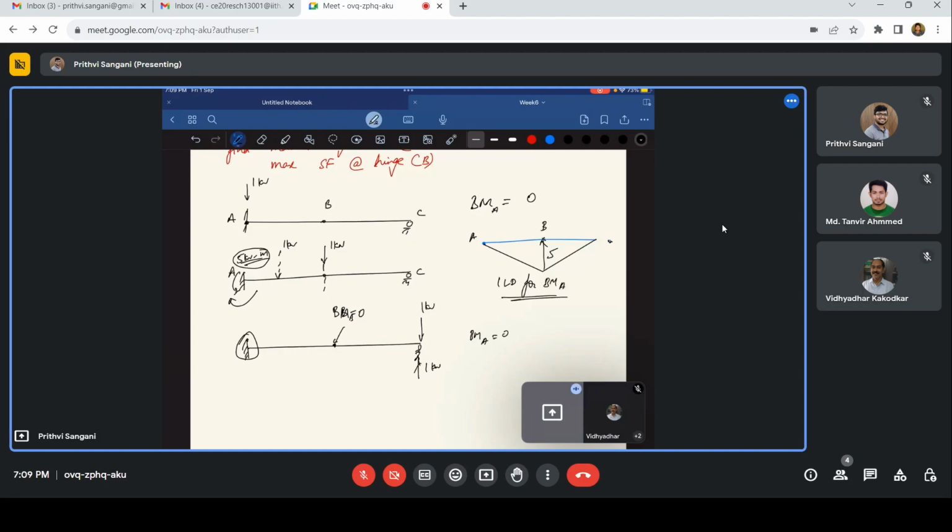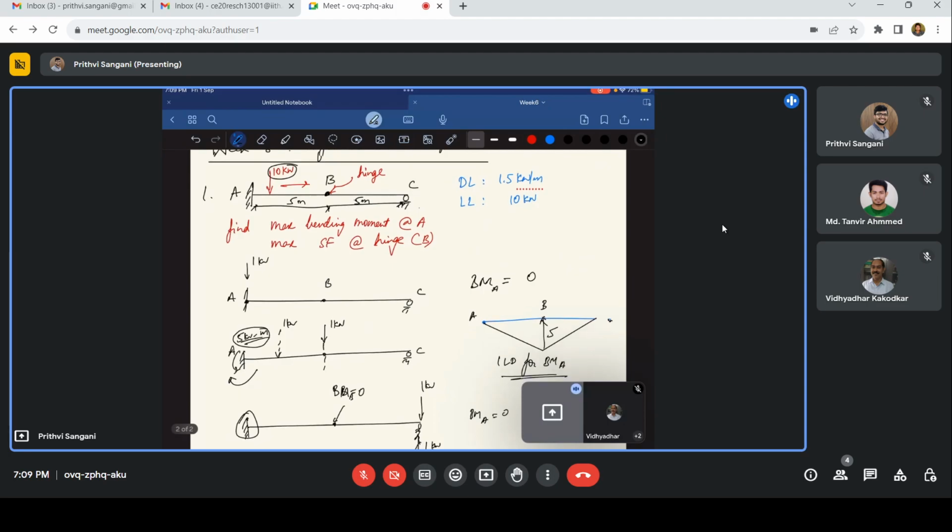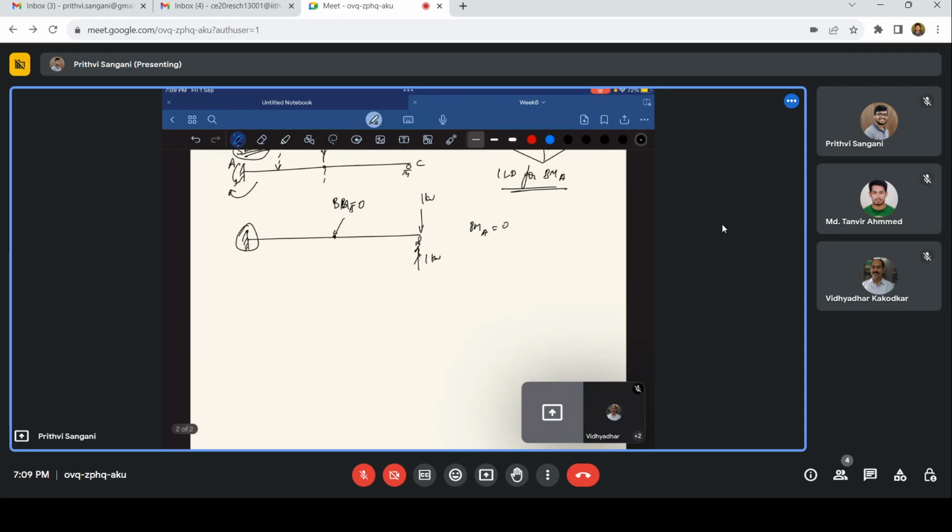at A. Okay. So we have the bending moment at A, that is the influence line diagram. So influence line diagrams are the bending moment diagrams at the point of interest for a unit load which is traveling along the span, right? So right now in the question, the live load is mentioned as 10 kilonewtons, right? So for the 10 kilonewtons, what happens?